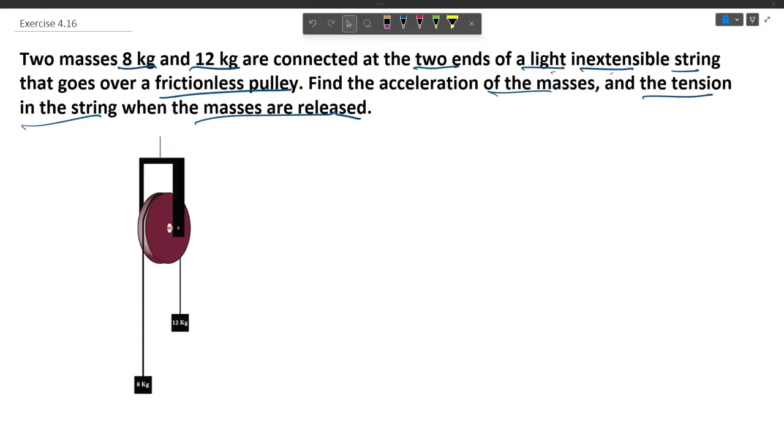The question says that two masses 10 kg and 12 kg are connected at the two ends of a light inextensible string that goes over a frictionless pulley. Find the acceleration of the masses and the tension in the string when the masses are released.